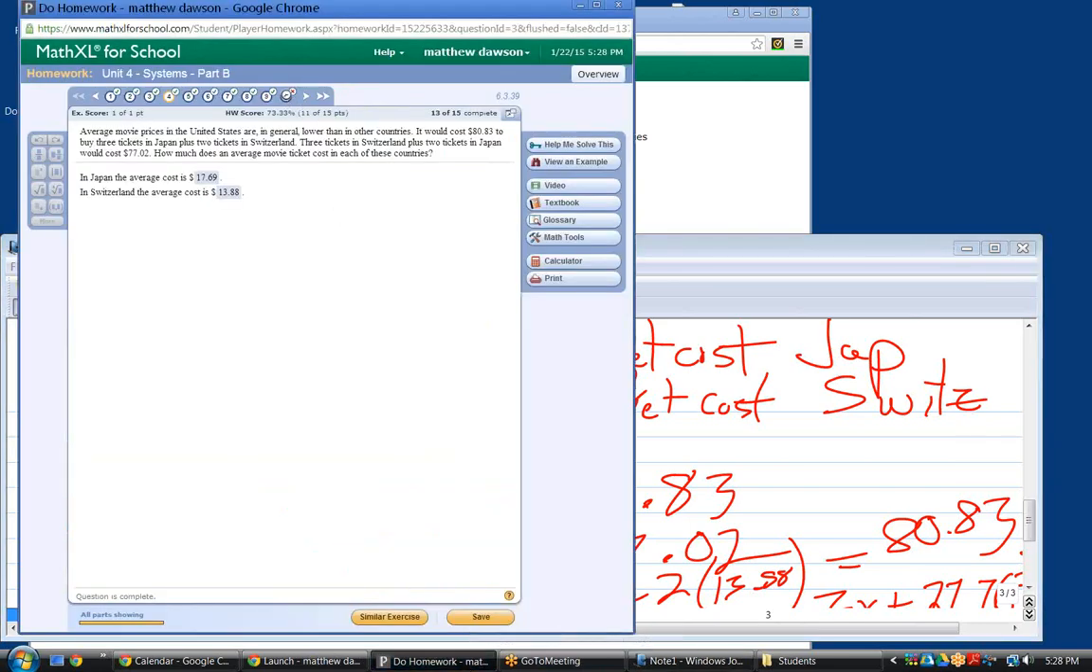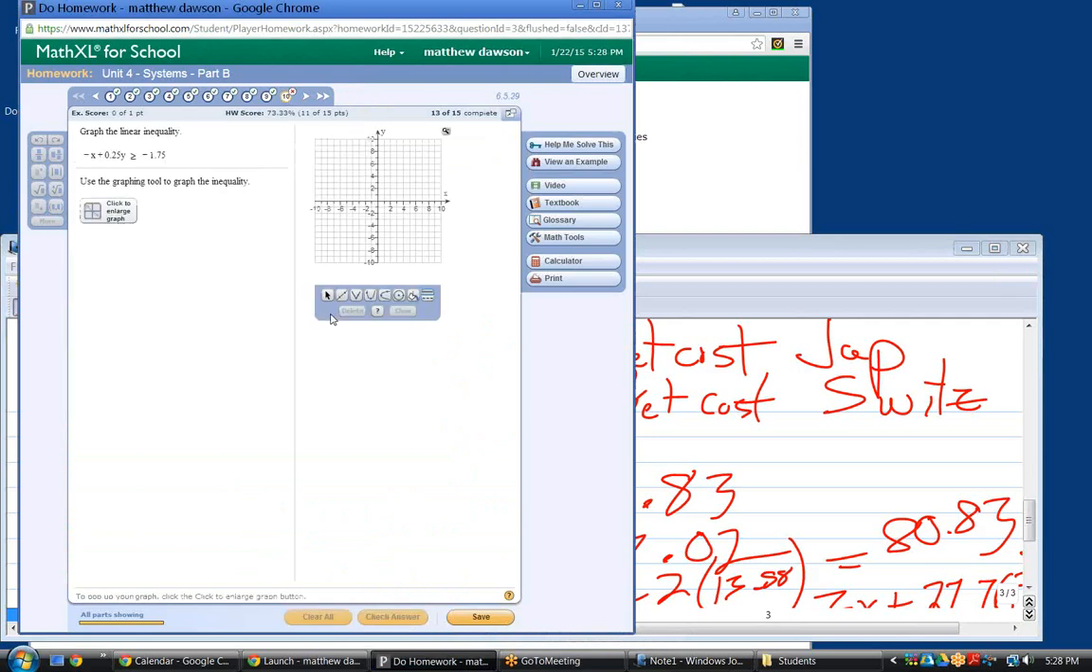Let's see. Should we do one more here? Yeah. Okay. Picked a good one, huh? Yeah. How are we going to graph this? What's the best way to graph it?